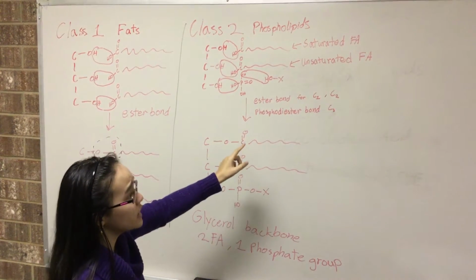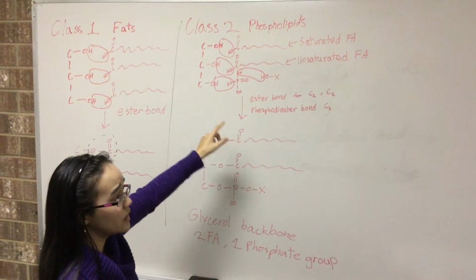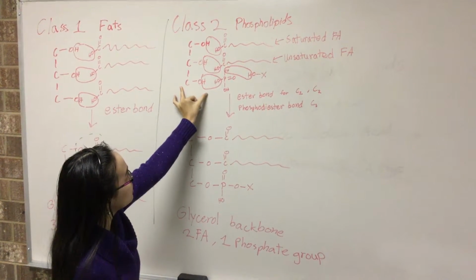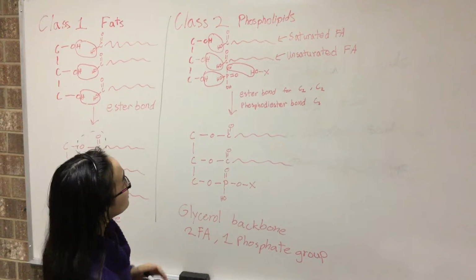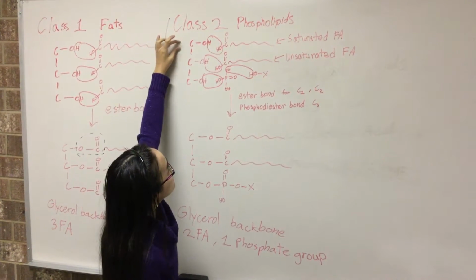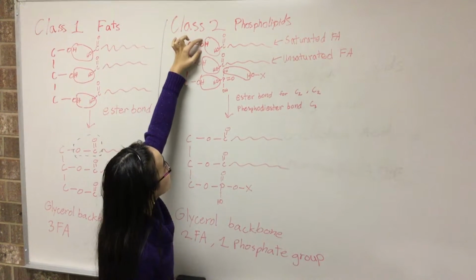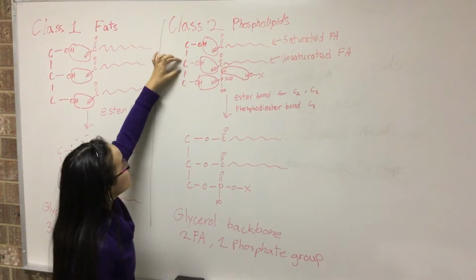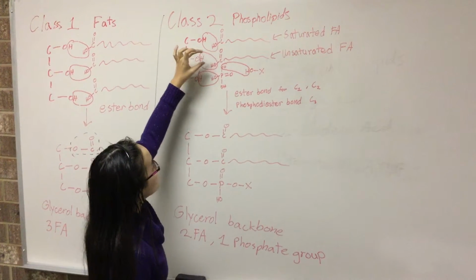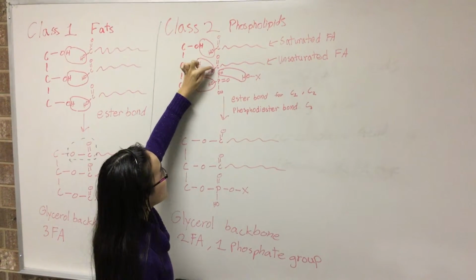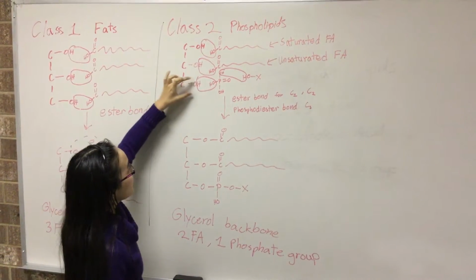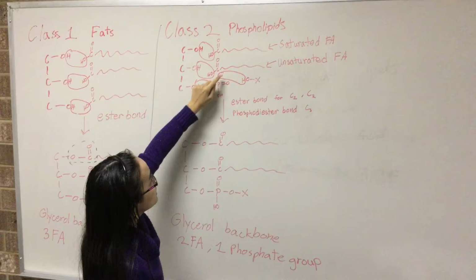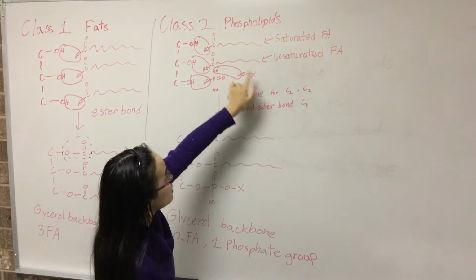For class 2, phospholipids, phosphoacylglycerol, phosphoglycerides, they also have a glycerol backbone, except here are the differences. C1 hydroxyl group will be attached to a saturated fatty acid. C2 hydroxyl group will be attached to an unsaturated fatty acid. C3 hydroxyl group will be attached to a phosphate group. This phosphate group will attach to an alcohol group.